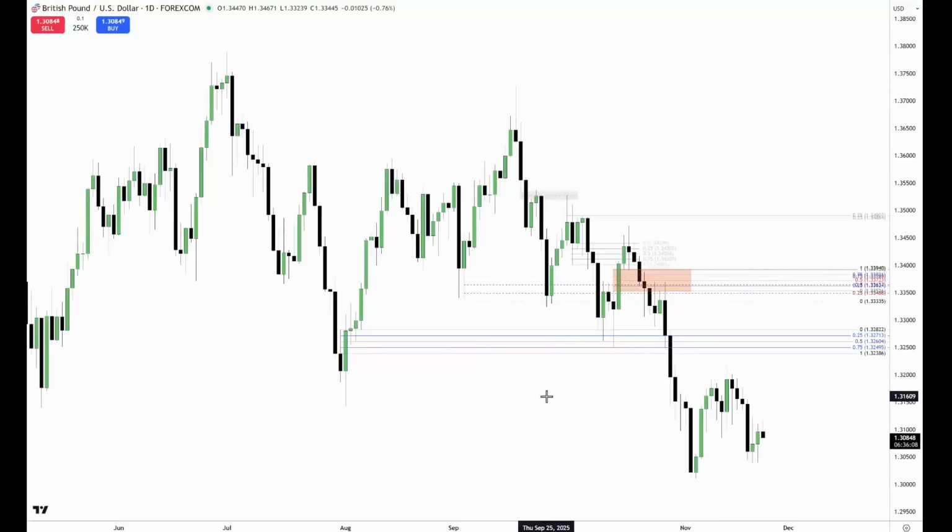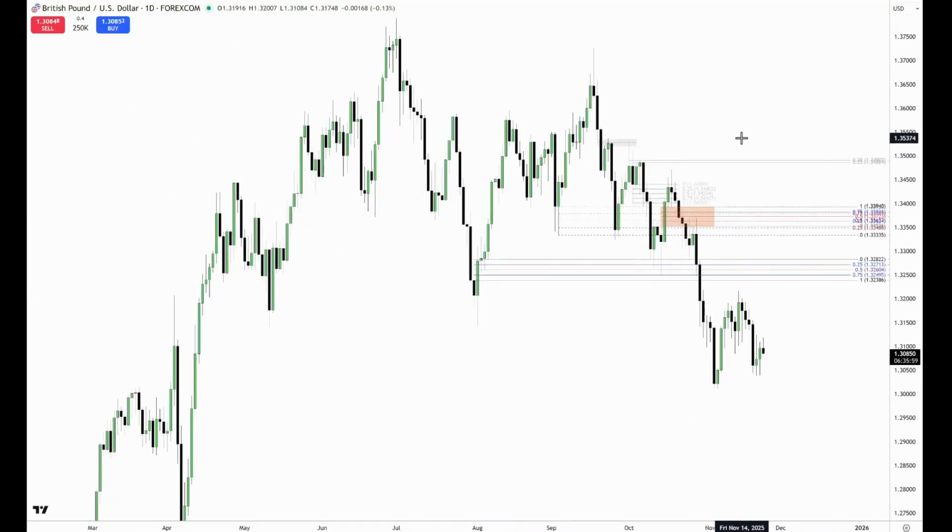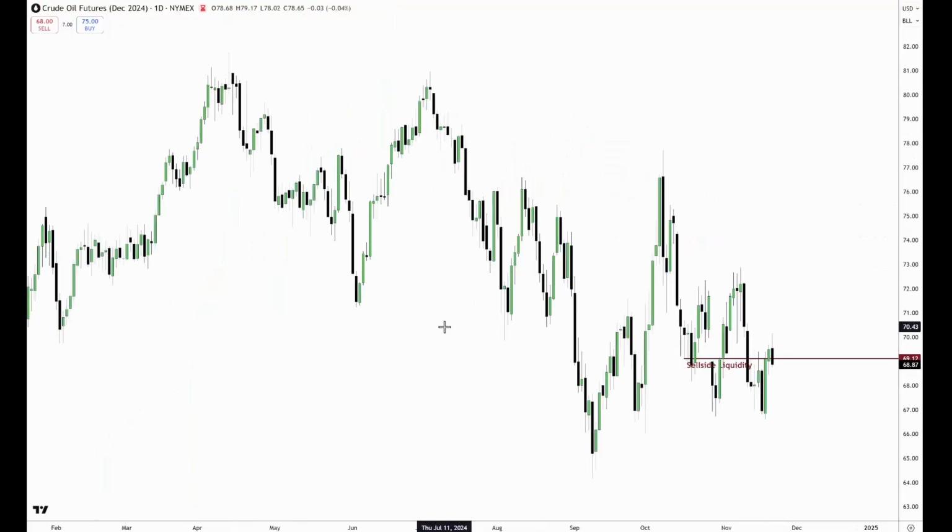Pound moving a lot better than the euro. So again, I just encourage you to go back and look at that live stream I did back then. I'm just showing you the chart here because what I said there, you're seeing it now.